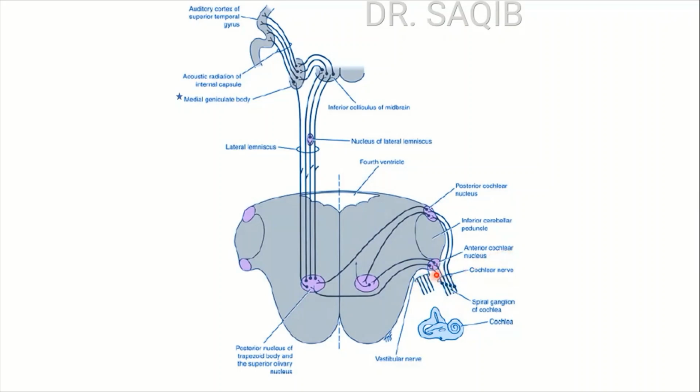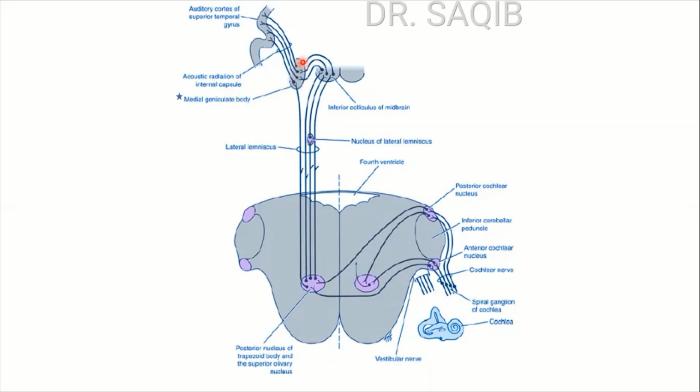This is anterior, and this is the posterior cochlear nucleus. And then the pathway goes to the trapezoid body, posterior nucleus, and the superior olivary nucleus. And from here, it reaches the lateral, forms a lateral lemniscus, and fibers going to the medial geniculate body.